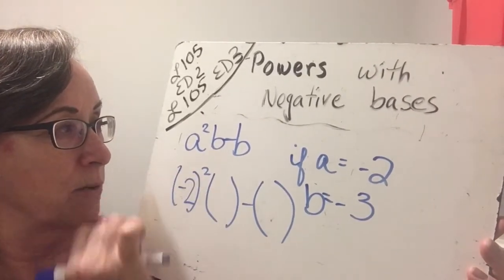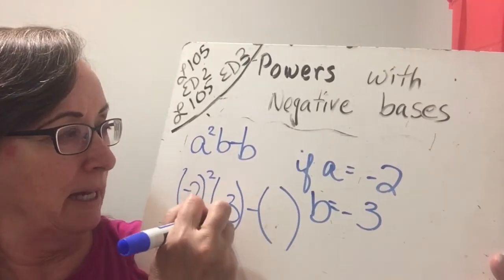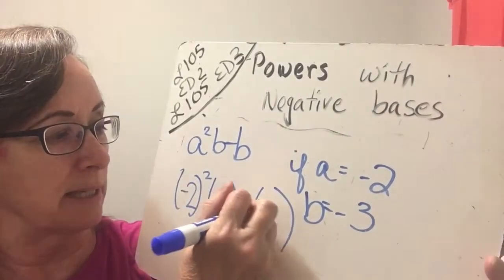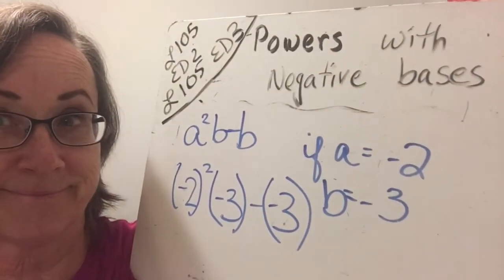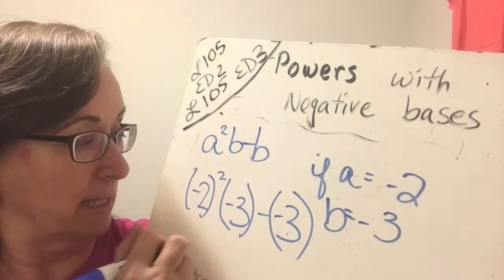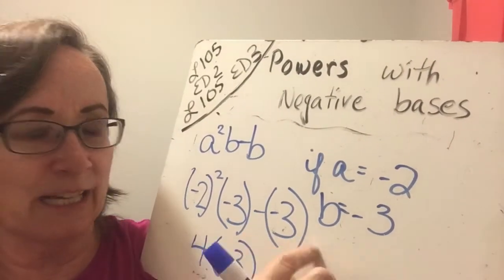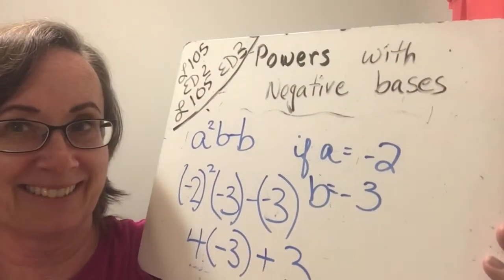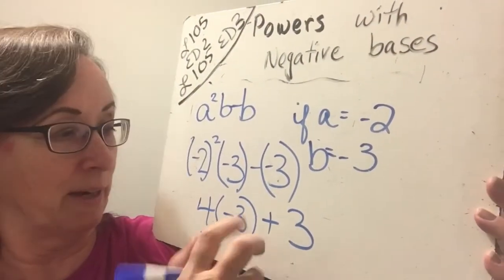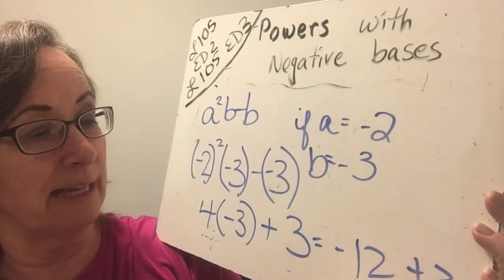We put it in the squared pouch. And then we go grab the b, it's a -3. And then we have the minus, and then we go grab the other b, which is a -3. We're so close. -2 squared is going to be 4 times a -3 minus a -3 is just +3, isn't it? And lastly, 4 times a -3 is a -12, plus 3 is a -9.